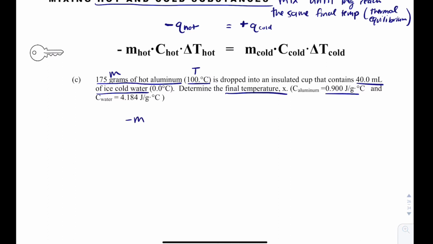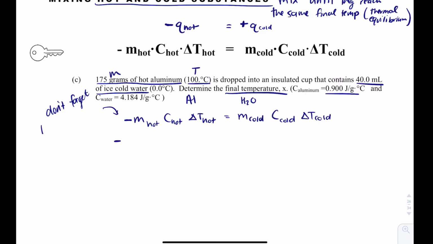So I'm going to write my formula. M hot, C hot, delta T hot equals M cold, C cold, delta T cold. And my hot substance is aluminum. My cold substance appears to be water. And most, maybe 95% of the time, your cold substance is actually just going to be water. So the most common mistake, I want you to make a note here: don't forget that negative, because that's going to throw off your math.